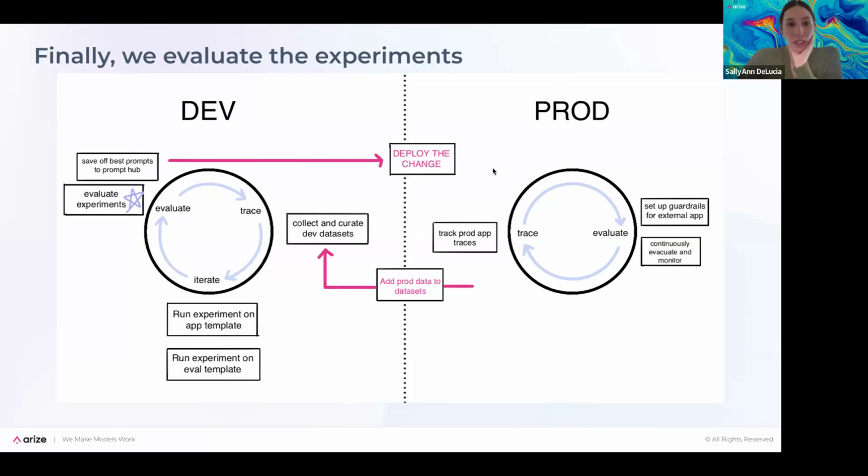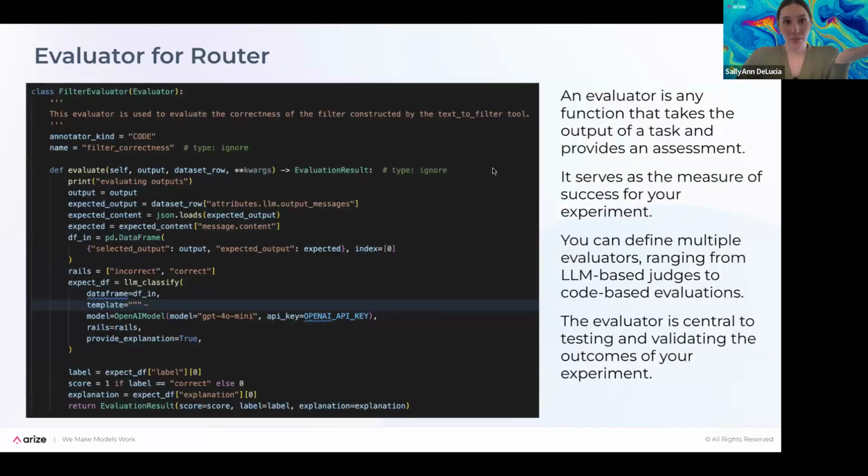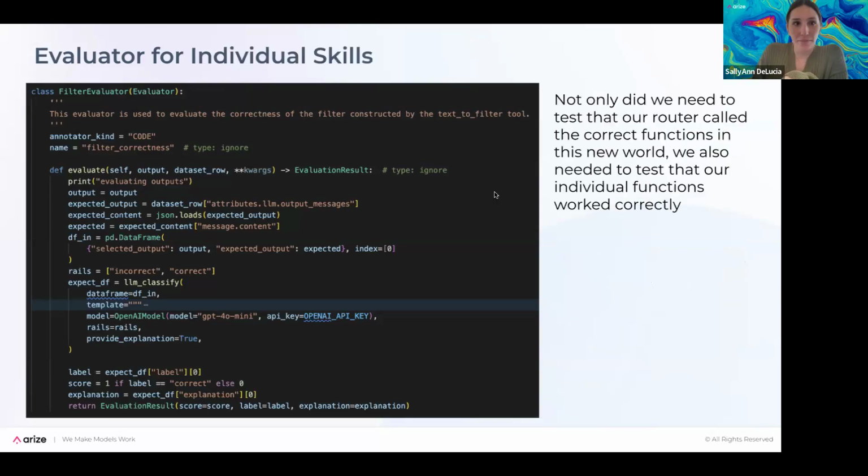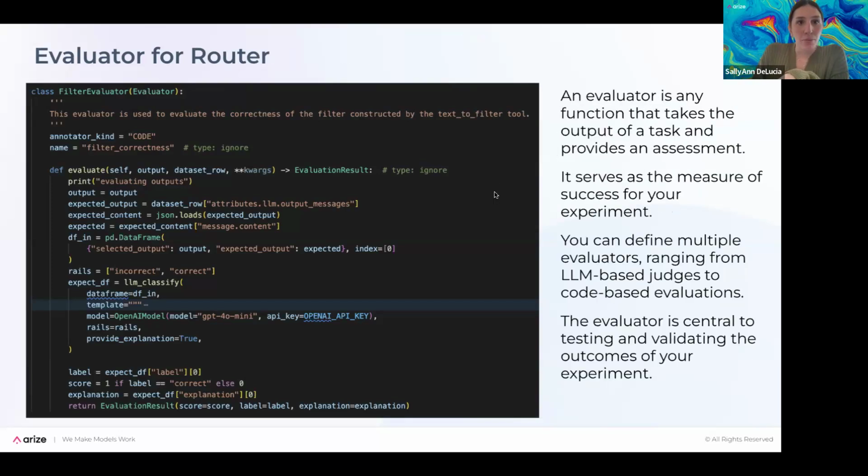When it comes to evaluating an experiment, we need evaluators. There are a few different ways you can do it. We have LLM-based evaluators and we have code-based ones. We've chosen to go LLM in this example, but this is just an evaluator to evaluate the correctness. I'm sorry, this is the wrong one. I think I have them backwards here. Nope, we duplicated the screenshot here. So this one actually would be the router here.